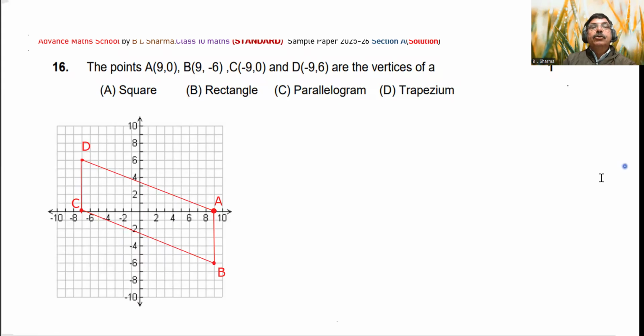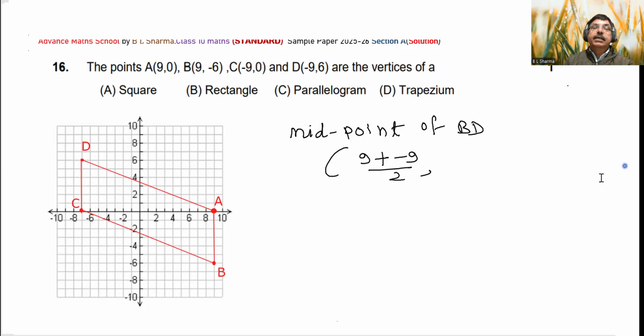इज इट ट्रेपेजियम और पैरेललोग्राम? इसको देखने के लिए क्या करते हैं, the diagonals of a parallelogram bisect each other. So we find out the midpoint of diagonal BD, that is x2 plus x1 by 2, comma y2 plus y1 by 2. So 9 minus 9 by 2 and 0 plus 6 by 2. मिड पॉइंट फॉर्मूला यूज करके हमने ये मिड पॉइंट निकाला, that is equal to 0, 3.